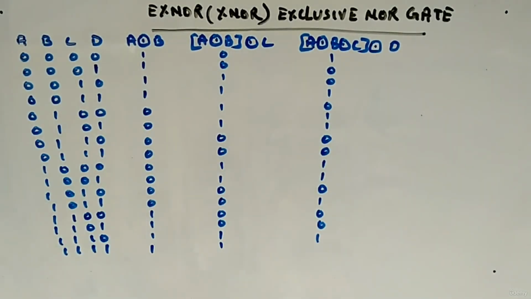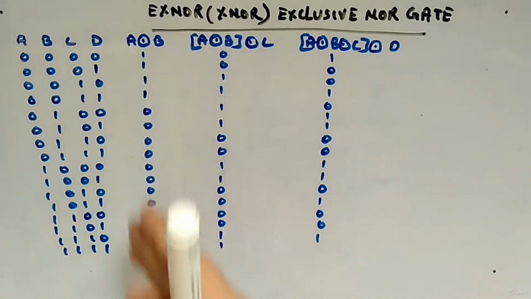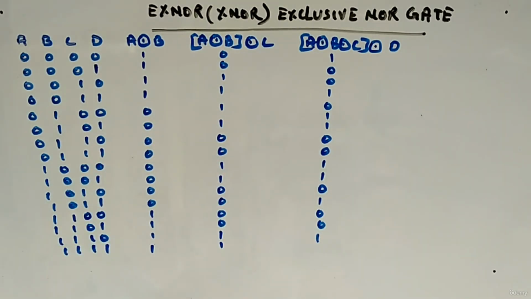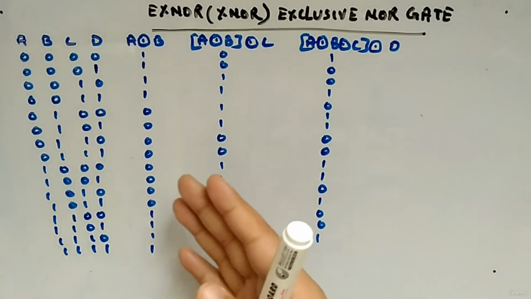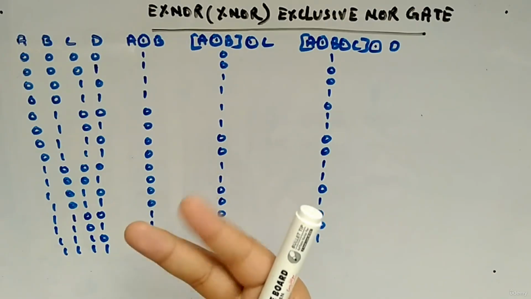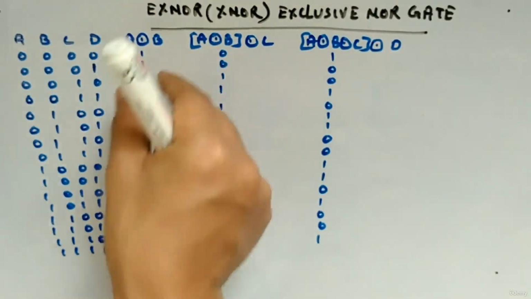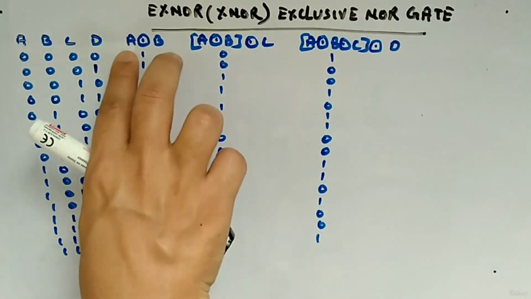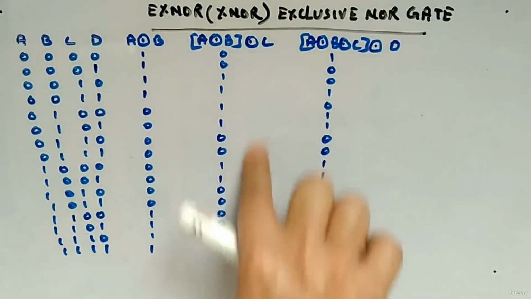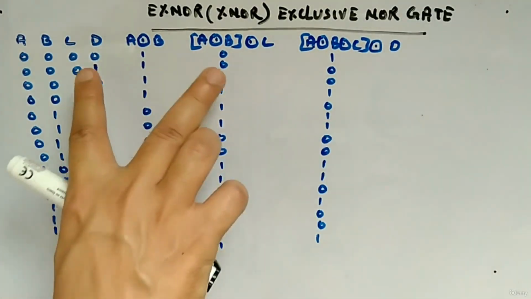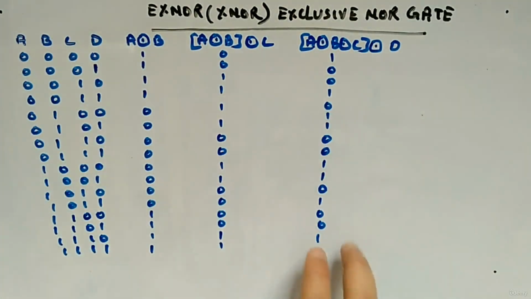I have already made the outputs, so that we won't waste time on drawing them. You can do that by yourself. Whenever you see multiple inputs together, first you calculate the first two, then XOR that result with C, so you will get this, then XOR D with that result, so you will get this last column.